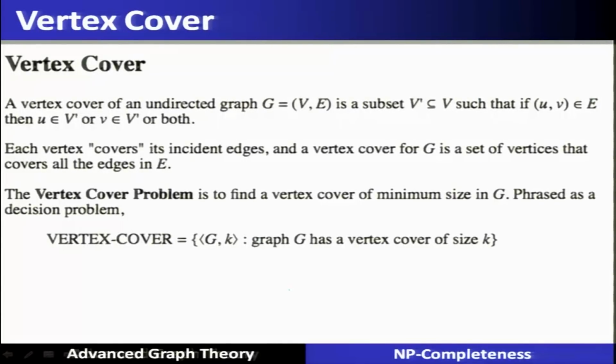Vertex cover. A vertex cover of an undirected graph is a subset of vertices V prime such that if (u, v) is an edge of the graph, then u is taken up in the vertex cover, or v is taken up in the vertex cover, or they are both taken up. So, the vertices cover their incident edges, and the vertex cover of a graph is the set of vertices that covers all the edges in that graph. The vertex cover problem is to find a vertex cover of minimum size.